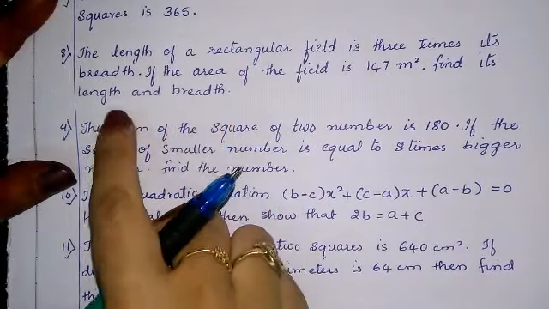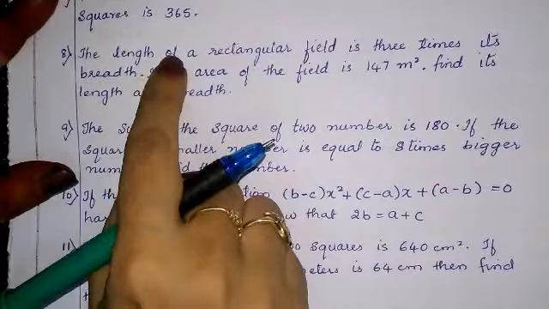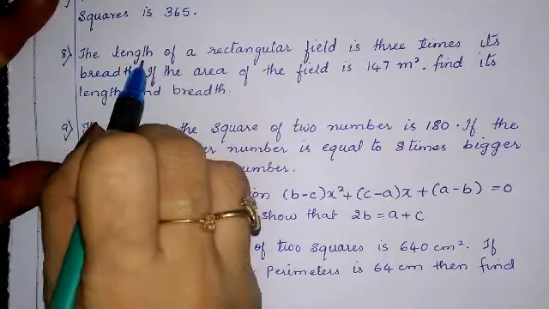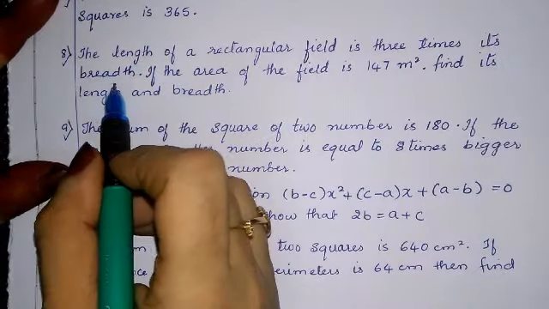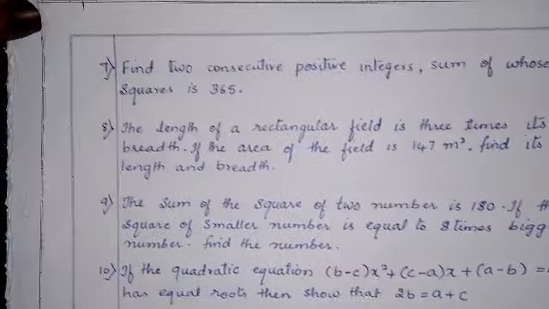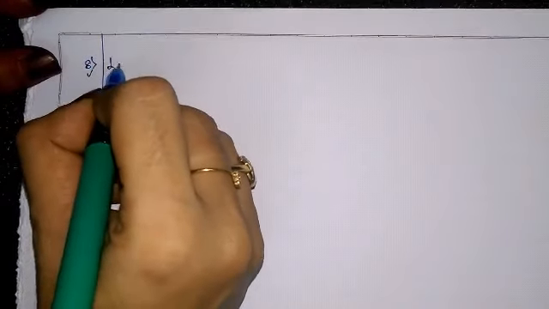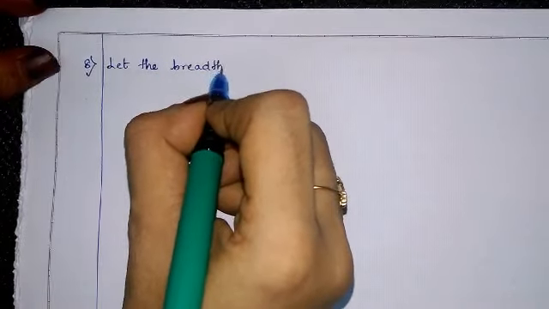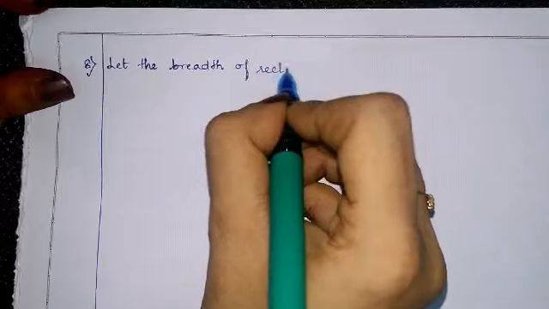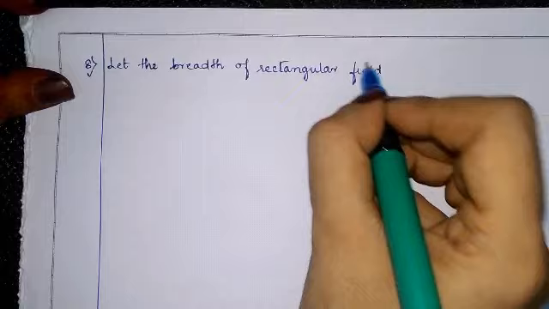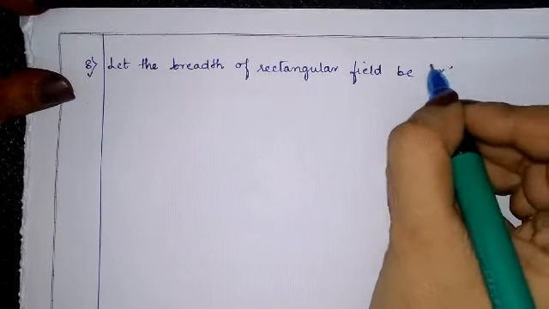So here they have told to find the length and breadth, but they have told the length of a rectangle is 3 times its breadth. Length is 3 times its breadth. So we don't know the breadth. So let us write, let the breadth of the rectangular field be x meter.